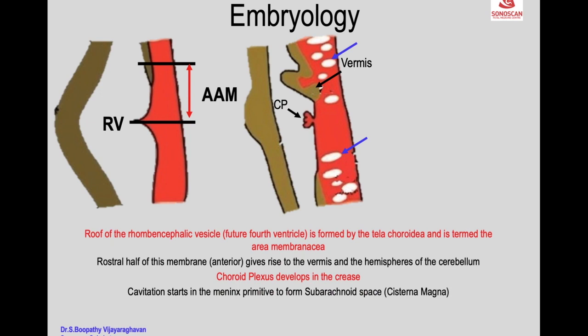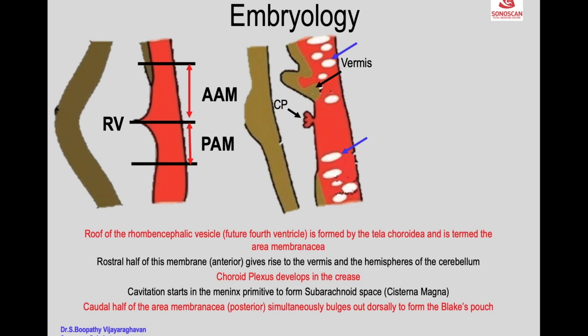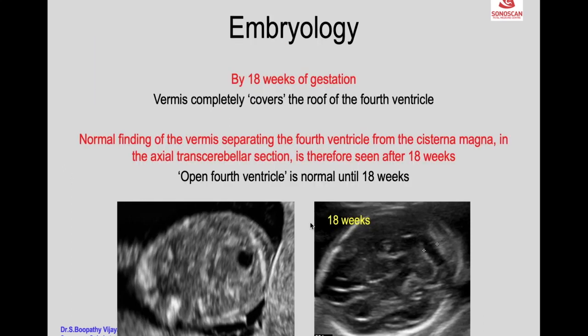The cavitation starts in the meninx primitiva to form the subarachnoid space, which is shown by the blue arrows. That is the future cisterna magna. The caudal half of the area membranacea, or the posterior part, is seen simultaneously. The vermis is not covering or separating the fourth ventricle from the cisterna magna, which is normal until 18 weeks, because the vermis covers only after 18 weeks. So this is a very important line.